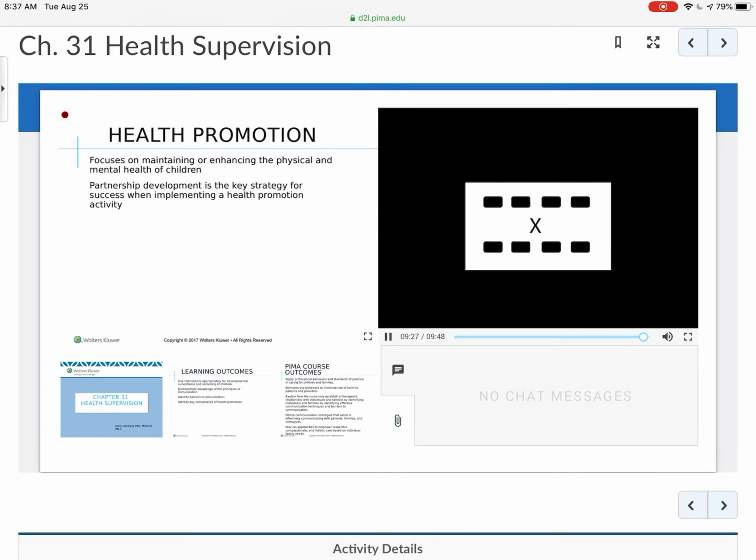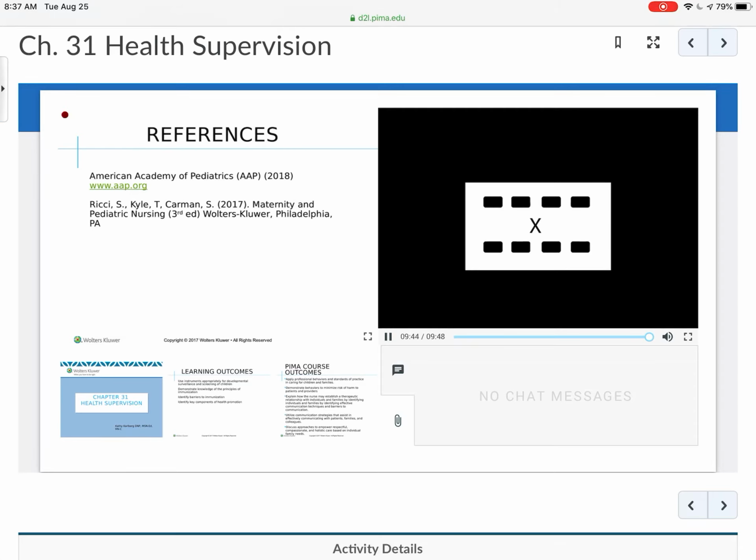And then health promotion. For health promotion, we focus on giving the parents those tools, keeping the kids healthy, and then that partnership when there is any kind of developmental delays to get access to care. And that's it.